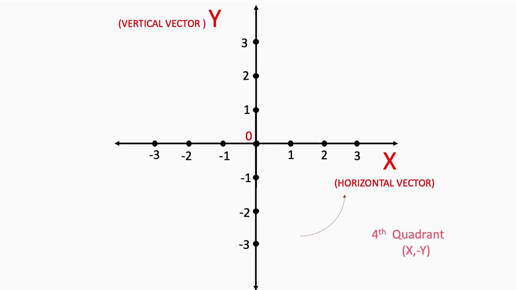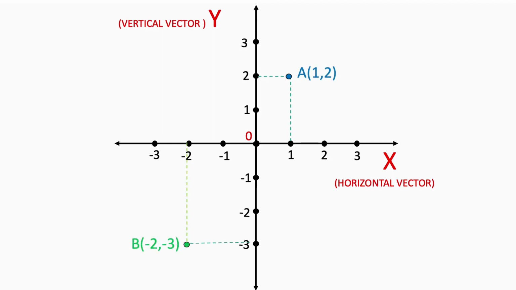The coordinates of each point on the coordinate grid are a combination of the distance of that point from 0 on the x and y axis. For example, A is (1, 2) and B is (-2, -3).